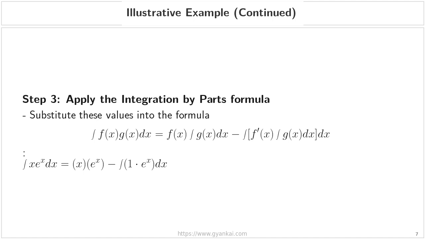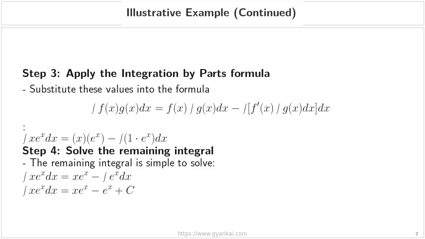Instead of integral of f of x times g of x dx, we have integral of xe to the power of x dx. f of x is x, so we have x multiplied by the integral of g of x, which is e to the power of x. That gives us x times e to the power of x. Then, we subtract the integral of f prime of x, which is 1, multiplied by the integral of g of x, which again is e to the power of x, so we have minus integral of 1 times e to the power of x dx.